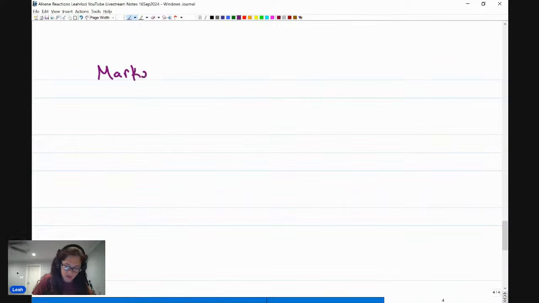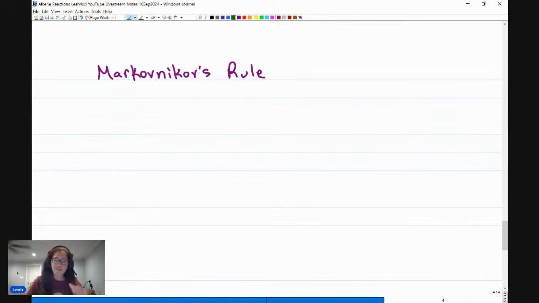Because Markovnikov has such a long name, I'm going to be calling this Mark's rule or writing it as Mark's rule for most of the session, just because it takes so long to write his name. Markovnikov's rule, a lot of students tend to memorize this as where the hydrogen goes. And technically, we do follow the path of the hydrogen when looking at Markovnikov's rule.